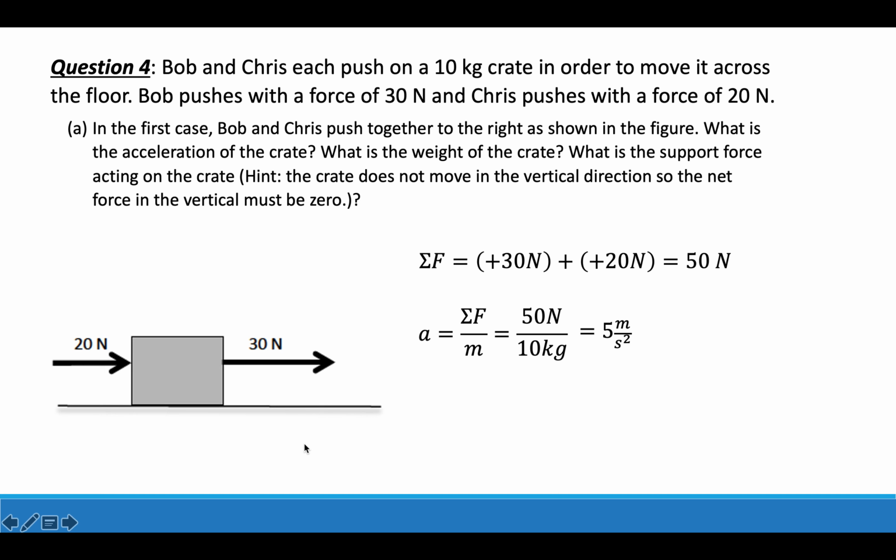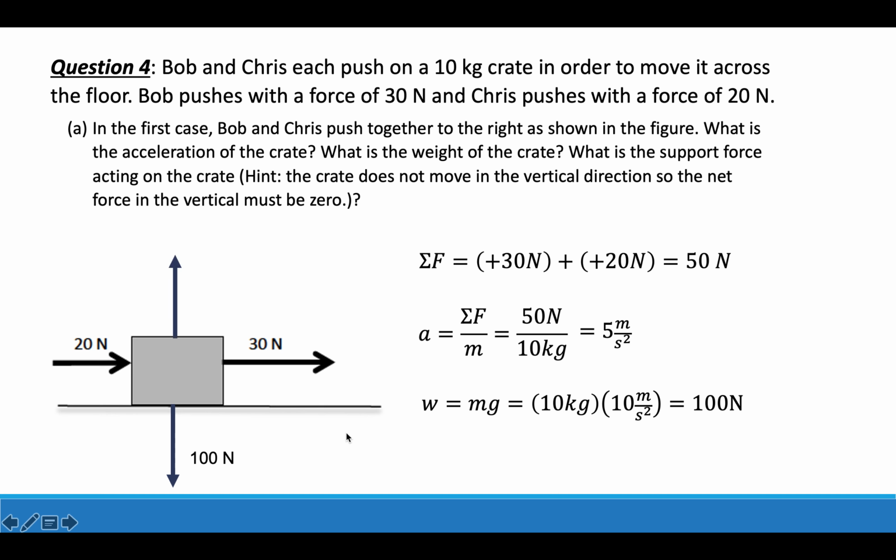So we're also asked to determine what the weight of the crate is, and we know that we can calculate the weight anytime we know the mass, because the weight is just mass multiplied by gravity. So that's going to be 10 kilograms multiplied by 10 meters per second squared, which gives us 100 newtons. And in our figure, we can draw that weight as a vertical force acting downward because of the force of gravity.